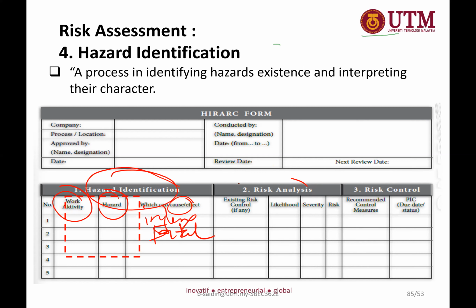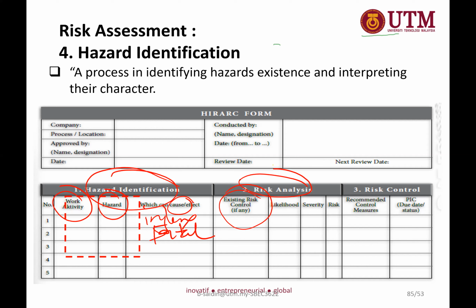Risk analysis. In risk analysis, you might want to start with existing risk control. So you take a look at the way people work, whether some kind of risk control is already being practiced. If, for instance, workers wear safety helmets, that is one form of risk control. But again, having a safety helmet is not going to help you 100%.